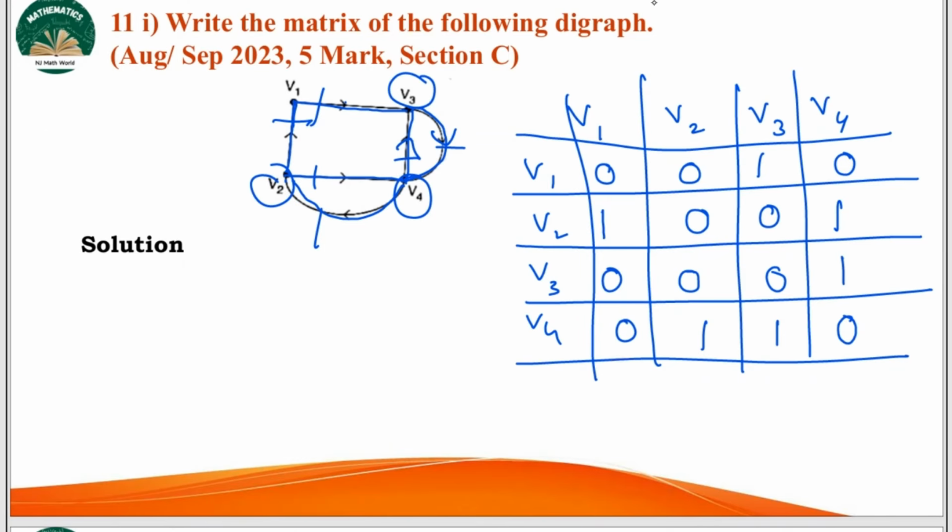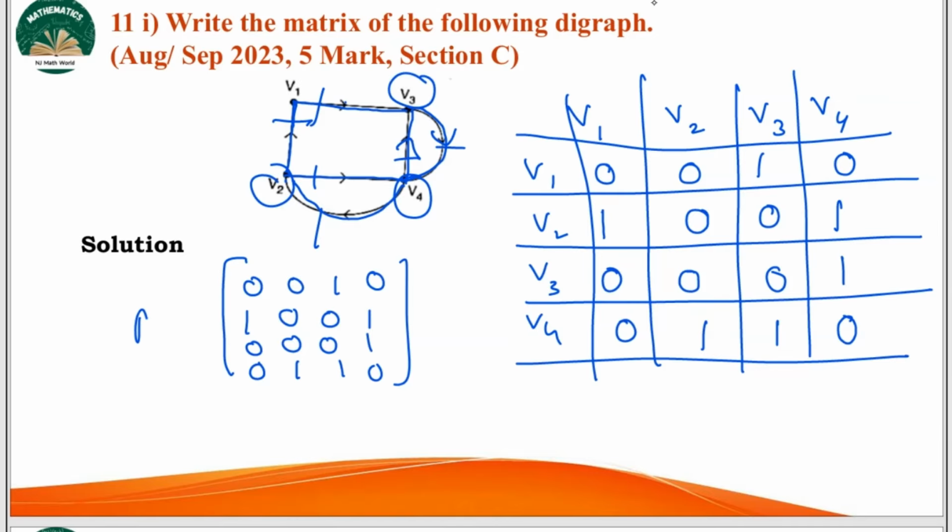Therefore this is the digraph that can be written as 0 0 1 0, 1 0 0 1, 0 0 0 1, 0 1 1 0. So this is the matrix A for the given diagram.